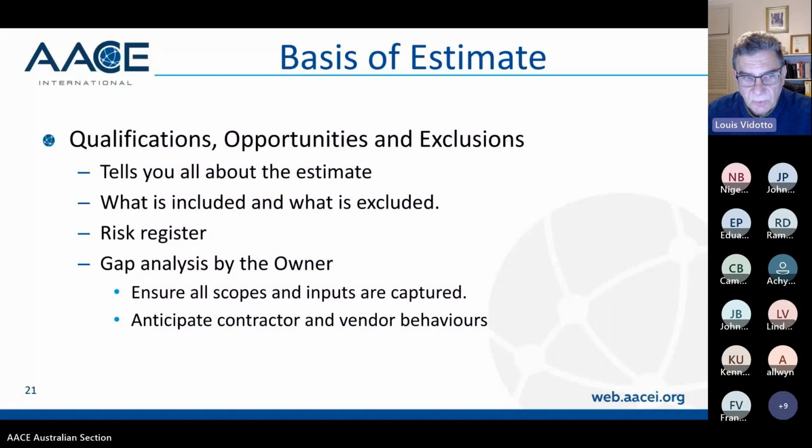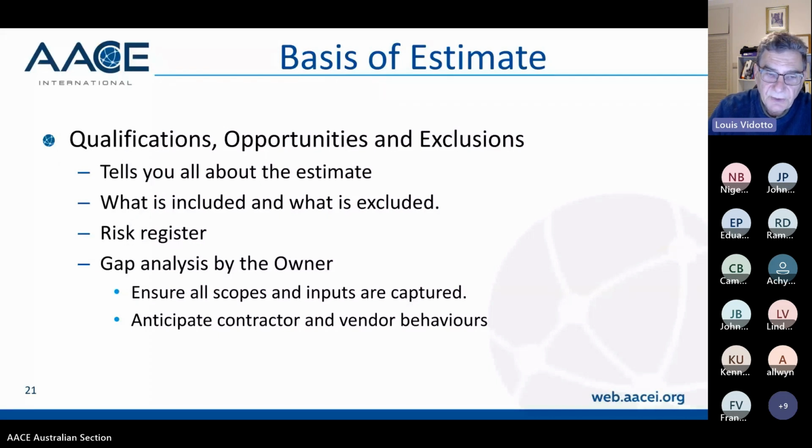Okay, so next, qualifications, opportunities and exclusions tell you all about the estimate. It tells you what's included and what's excluded. It tells you what the risks are on the project, the risk register. As an owner, if you have had an EPCM or a contractor give you an estimate with qualifications, it's important to make sure that you know what those qualifications and exclusions mean. And if they're part of the overall project scope, you've got to make sure that you've allowed for it.